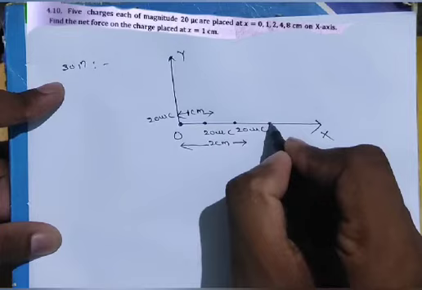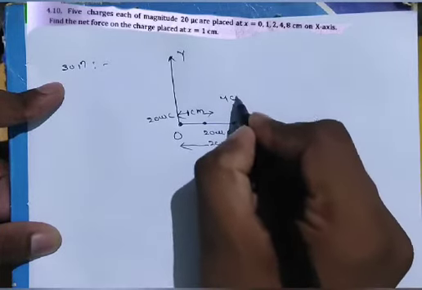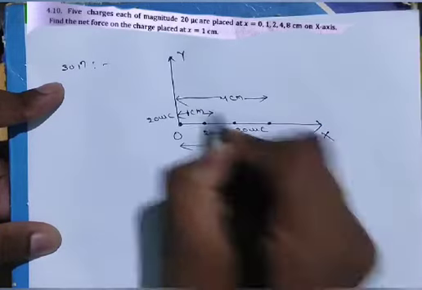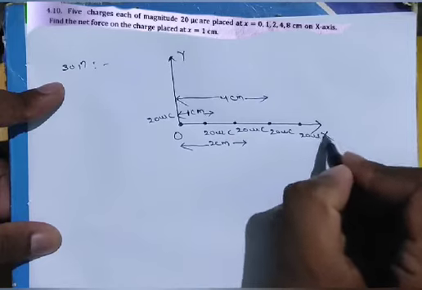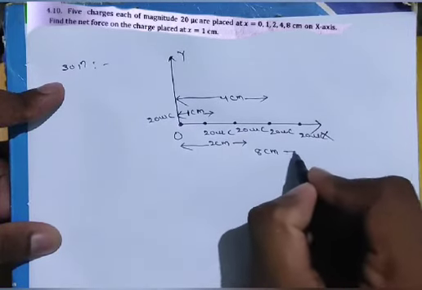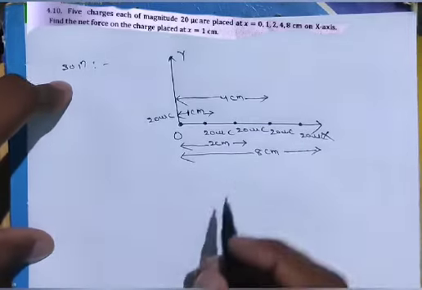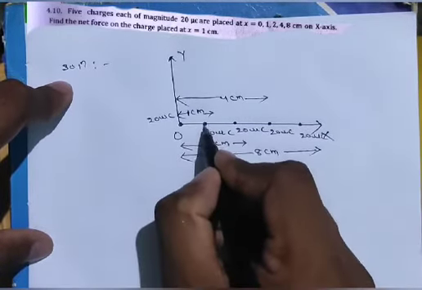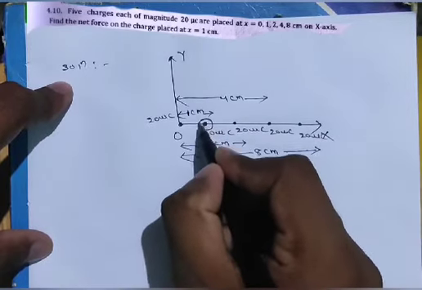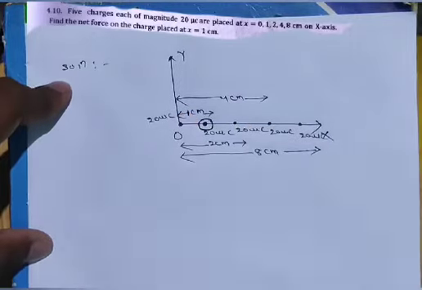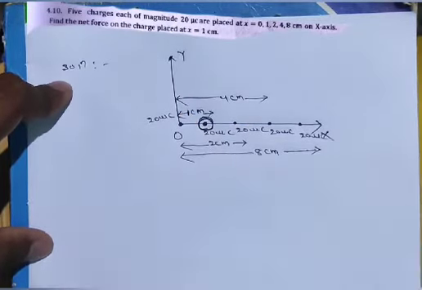and the fourth charge is placed at a distance 4 centimeter from the origin having magnitude 20 microcoulomb, and the fifth charge also has magnitude 20 microcoulomb but is placed at a distance 8 centimeter from the origin. In the question it is given to find the net or resultant force acting on this 20 microcoulomb charge which is placed at a distance 1 centimeter from the origin. So we have to find the net force on this 20 microcoulomb charge due to the other 4 charges.